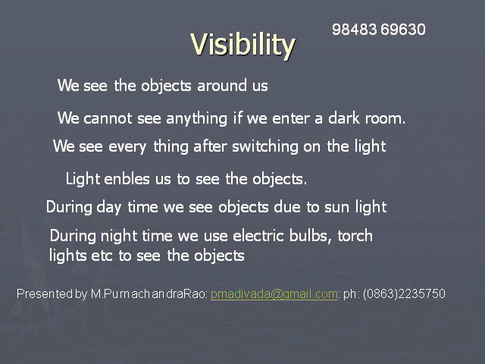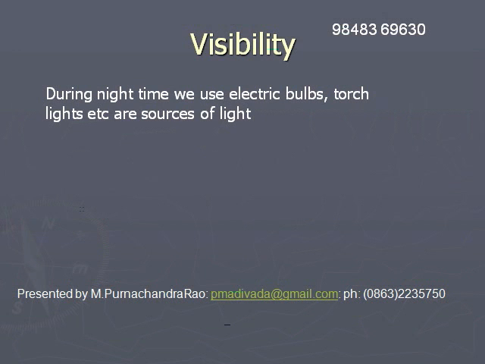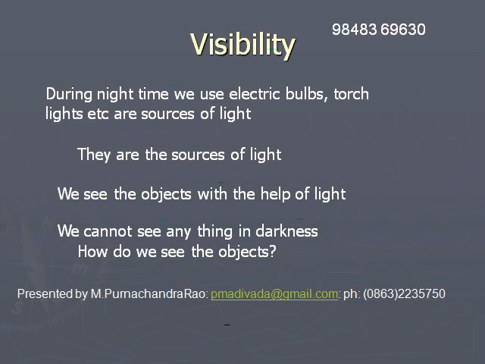During daytime, we see the objects due to sunlight, which is the source of light during daytime. During night time, we use electric bulbs, torch lights, candle lights, etc. to produce the light. Such devices are called the sources of light. We can see objects when there is light. Without the help of light, we cannot see anything.